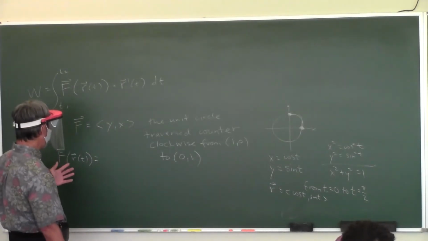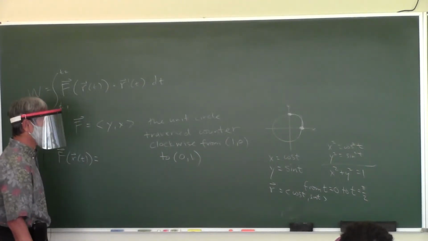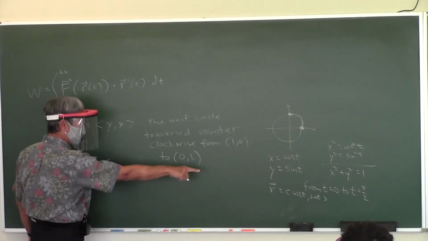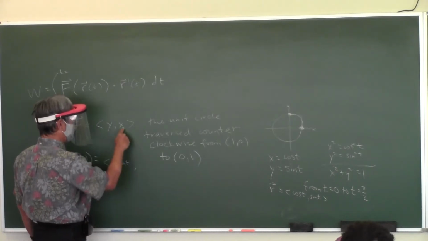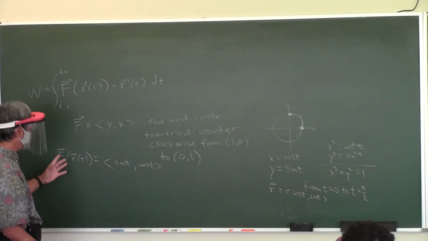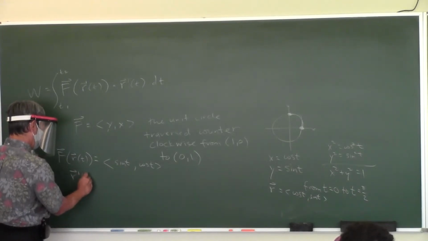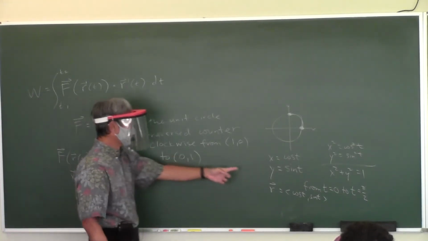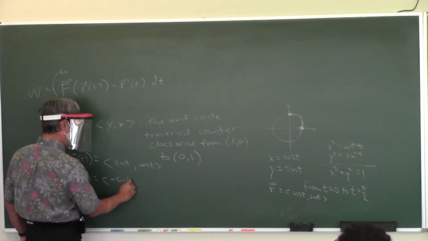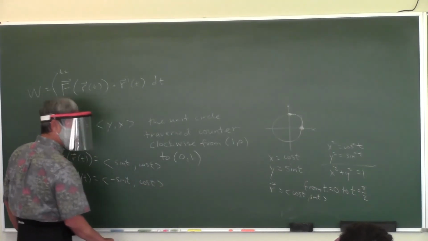So now, what is F of r of t? You have to take the position vector and plug it into the force vector. So y is sine t, and x is cosine t. Okay, so that's F of r of t. Now we got to compute r prime of t. That's simple enough. If this is r, what is r prime? Negative sine t, comma cosine t. Wait, this is multivariable, right?